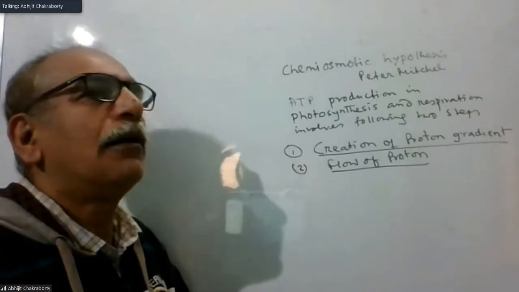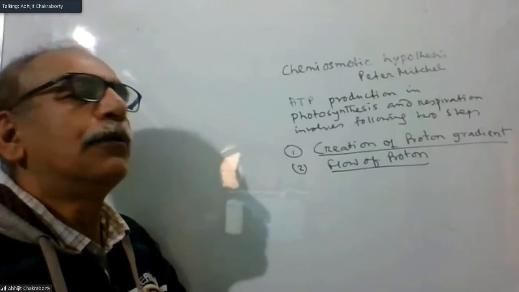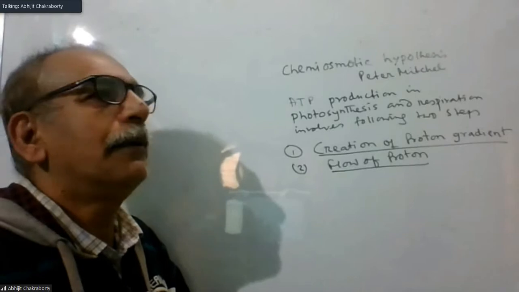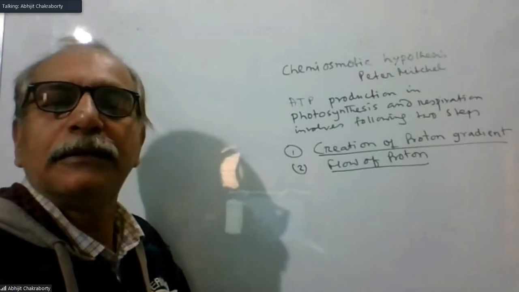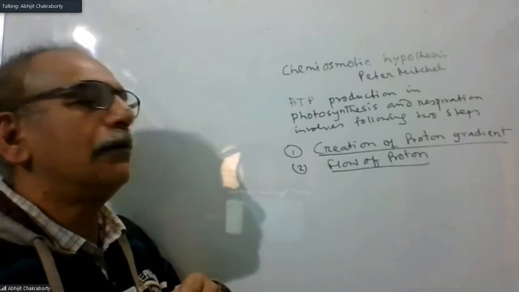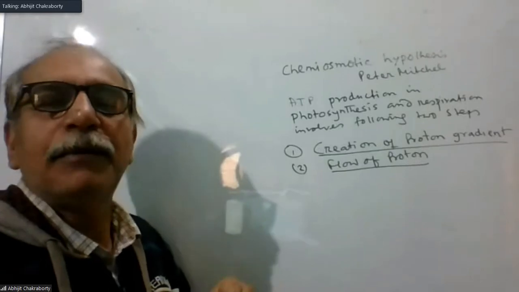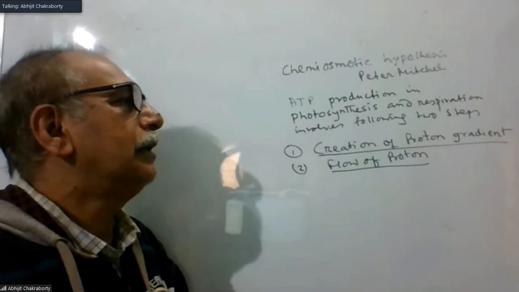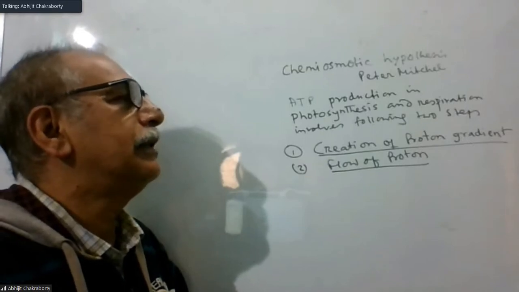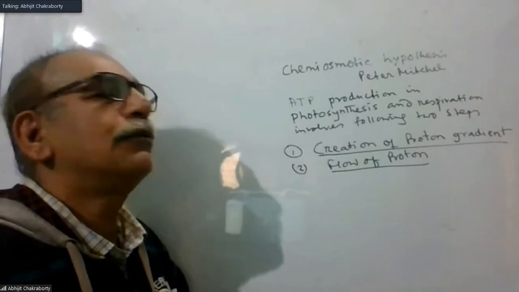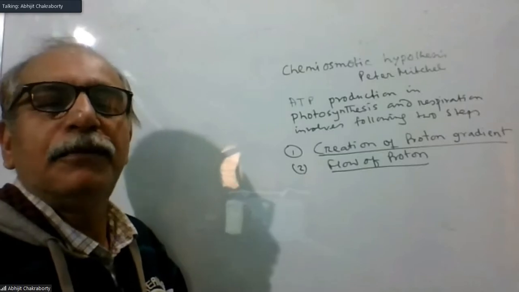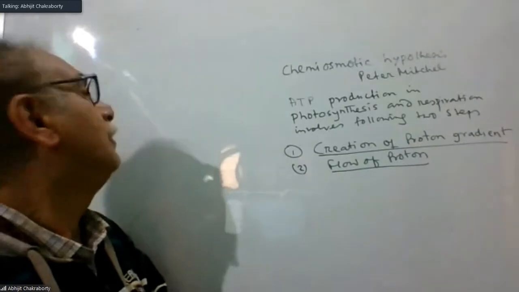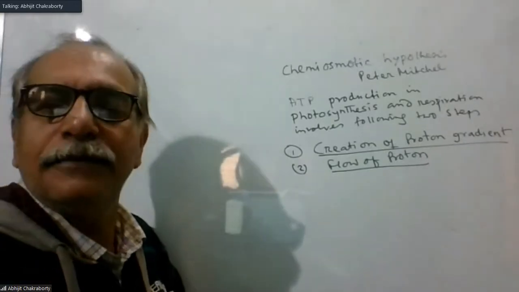Now we have to see how in photosynthesis proton gradient can be created, and secondly what will happen when proton flow starts. This was proposed by Peter Mitchell according to the chemiosmotic hypothesis. Energy production in both photosynthesis and respiration involves two steps. First step, proton gradient is to be created, followed by flow of proton.